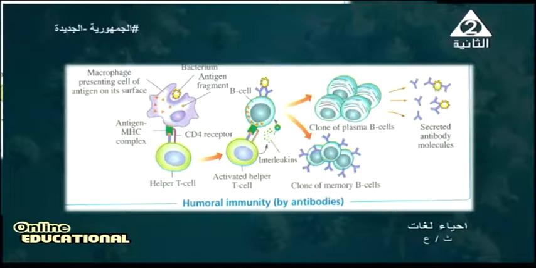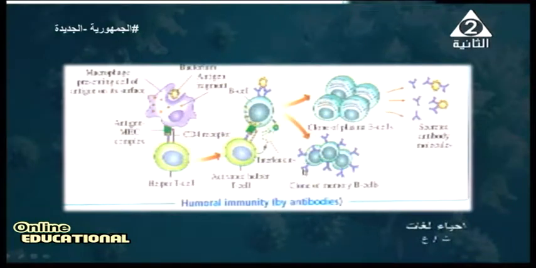This is what happens. You can see this is the bacteria, the antigen fragment. The macrophage presents the antigen on its surface. After that, what happens? A clone of a large number of memory B cells, and this is a clone of plasma cells, which secrete antibody molecules to overcome the infection by this disease.